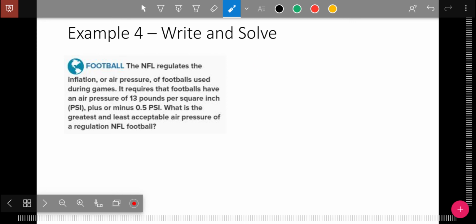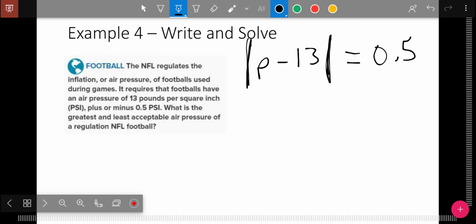So we want the pressure of the football, whatever the pressure is, minus the 13 that it was supposed to be. We want that to be plus or minus, so absolute value, because it doesn't matter if it's above or below, to be around 0.5. It can be smaller than 0.5, it just can't be bigger than 0.5. Right.